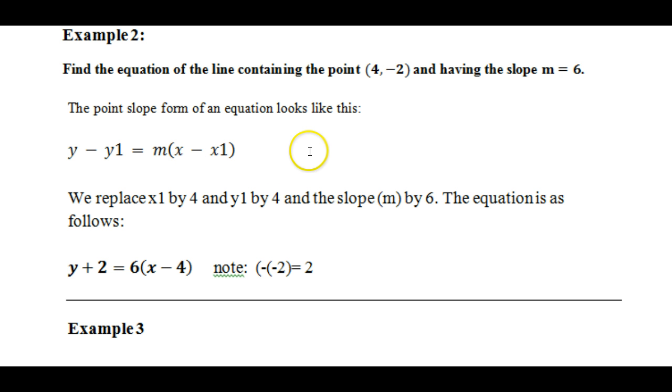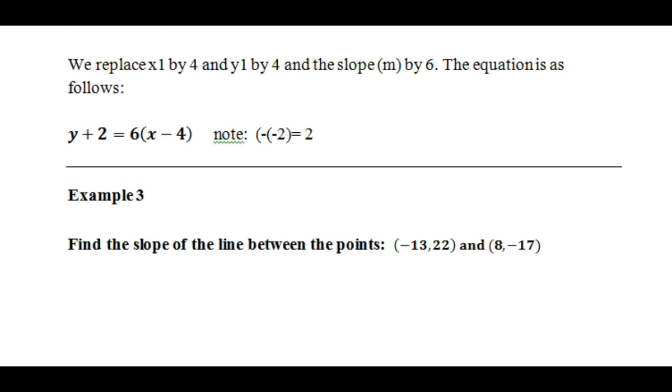So since we have a specific point for x, 4, and minus 2 for y, we just replace that in the equation. And our equation looks like y plus 2 equals 6 times x minus 4. Why is it y plus 2 as opposed to minus 2? Well, because it's y minus y1. If y1 was minus 2, then you put a negative sign in front of it and you wind up with a positive. So y plus 2 comes out to be the answer.